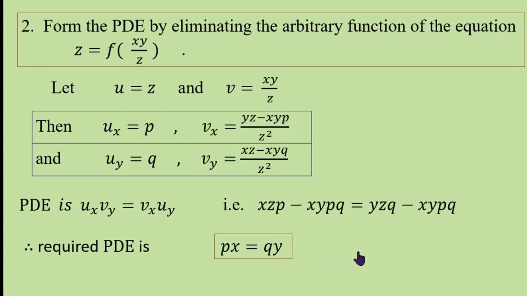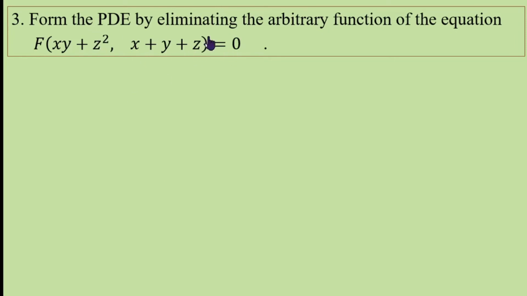One more example. Form the PD by eliminating arbitrary functions from the equation f of xy plus z square comma x plus y plus z equal to 0. So it is of the form f of u comma v equal to 0. So what is u? u is xy plus z square, and v is x plus y plus z.